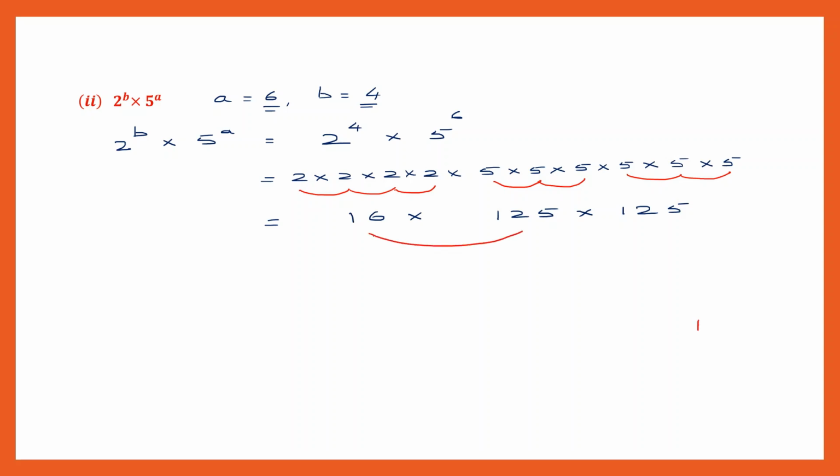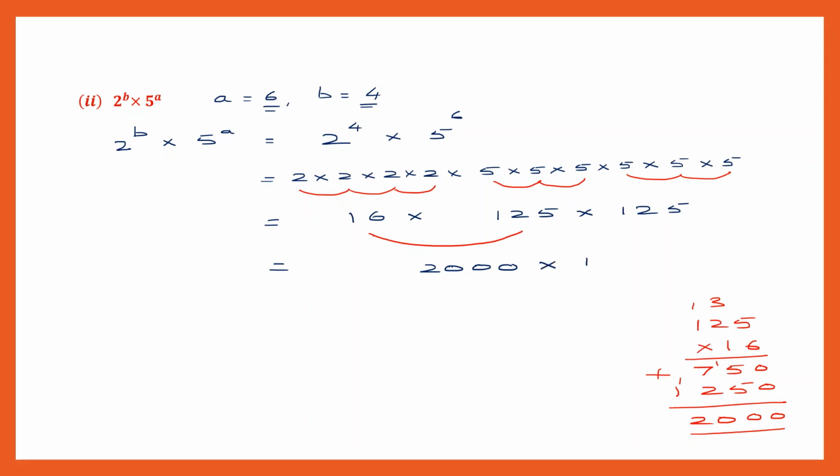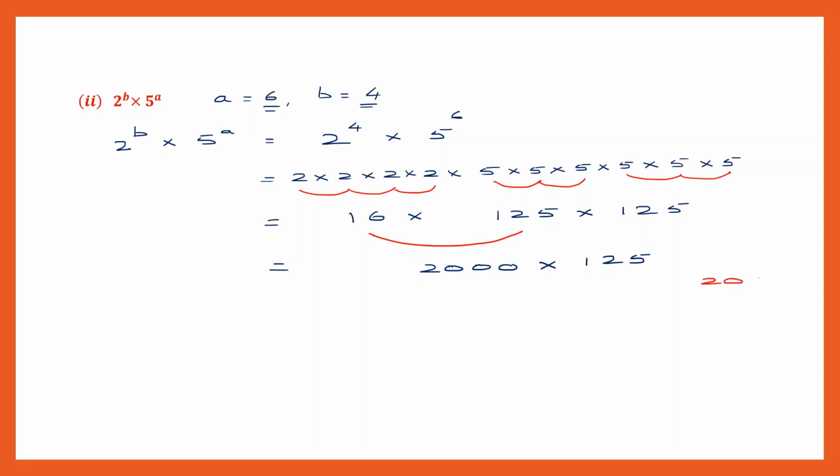So let's do that. 125 into 16. 6 5's are 30, carry 3. 6 2's are 12, 13, 14, 15, carry 1. 6 1's are 6 plus 1, 7. Second step, 1 5's are 5, 1 2's are 2, 1 1's are 1. Plus, let's add this up, 0, 5 plus 5 is 10, carry 1, 7, 8, 9, 10, carry 1, 2. So this is 2000. So here, 16 into 125, we've got 2000. Now we're going to multiply it by 125. So let's do that. 2000 into 125.